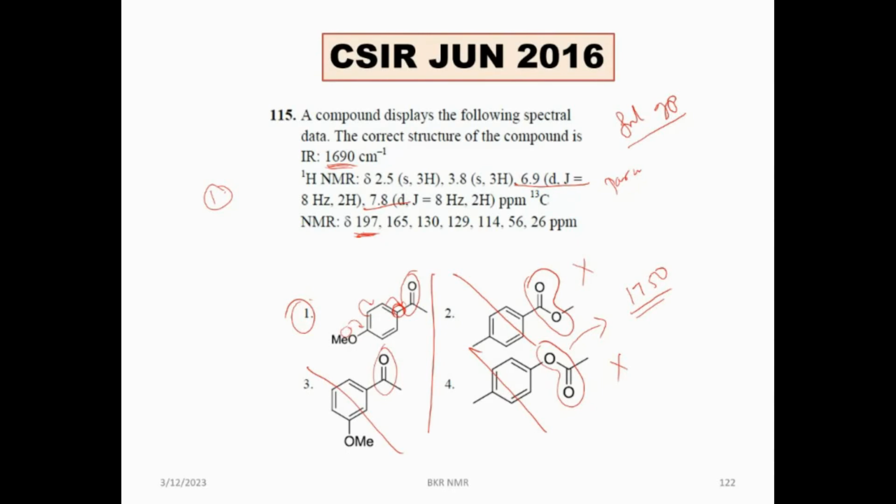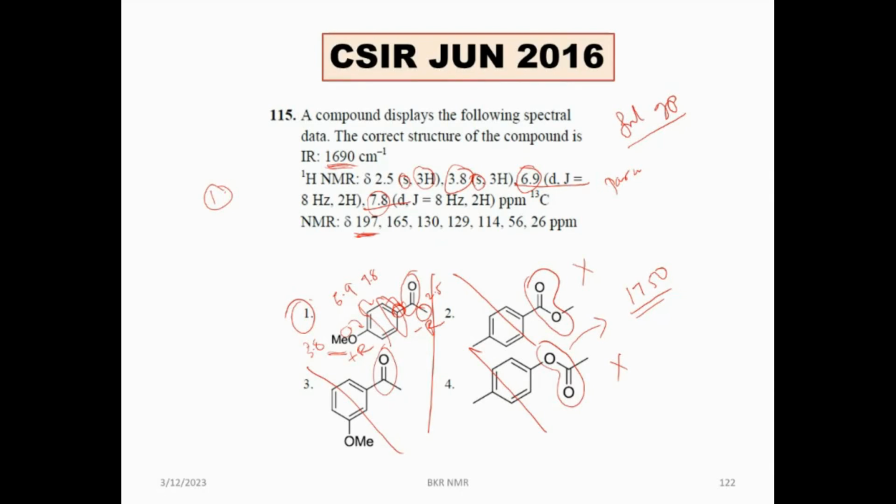Very simple. Suppose I look into the values: 3.8, so the methyl attached to oxygen will be 3.8, and the 3 hydrogen singlet, this is also a singlet because there are no neighboring protons, so this CH3 will be around 2.5. And 6.9 and 7.8: since this is a plus R group, these hydrogens are at 6.9, and since this is a minus R group, this hydrogen will be around 7.8. Everything fits suitably, so this is the right answer. Option 1 is the right answer.